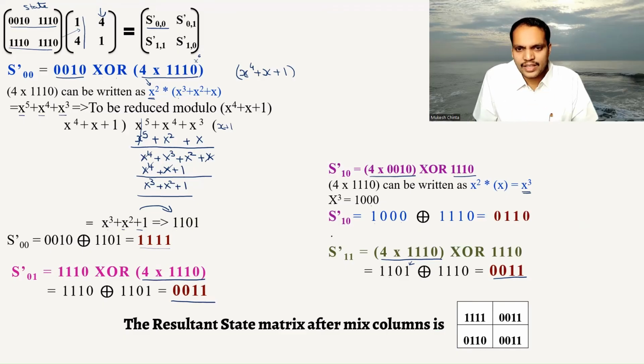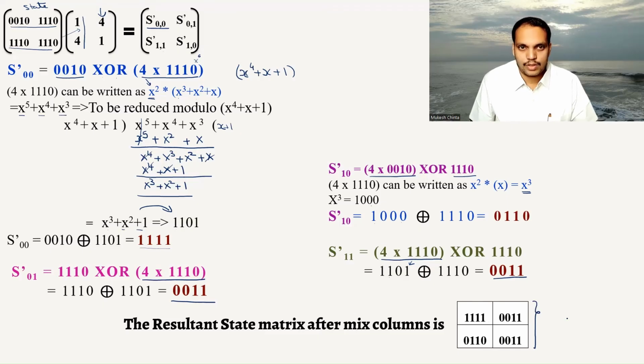Okay. I think I slightly got these things wrong here. So don't worry about it. This is actually 10. It's slightly wrong. So don't worry about this. But this is the actual order. So 4 ones here. And the next one is 0011. And here is 0110. And the last one is 0011. This is my new state matrix after completion of the mixed columns operation.